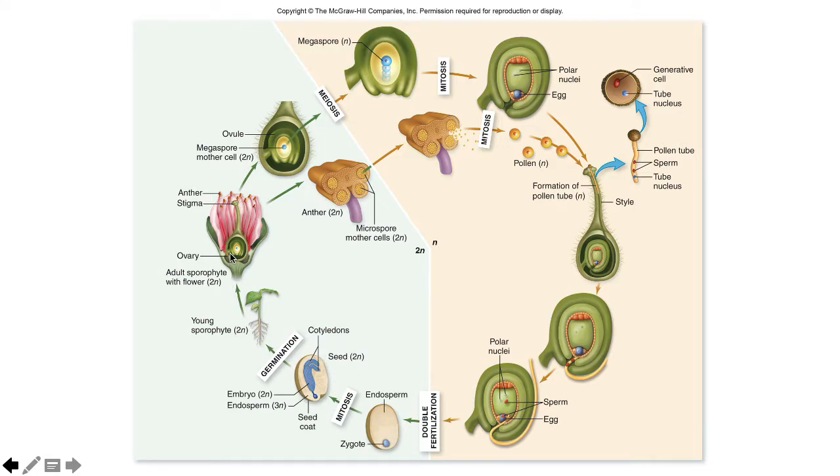We get our young sporophyte, which turns into an adult sporophyte that has both male and female reproductive parts, and then the whole process starts over again. On the female side we have the megaspore mother cells that will create 8 nuclei in 7 cells, and on the male side inside the anthers you get the formation of pollen.